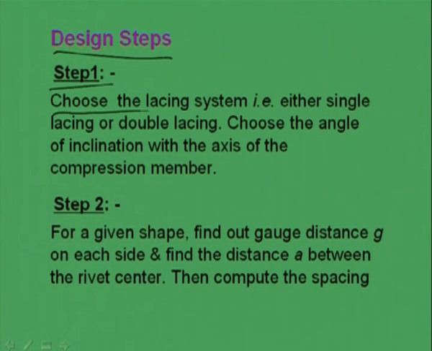choose the lacing system, that means either single lacing or double lacing. First, what will we do? We will first decide whether it is single lacing or double lacing. In fact, before that we will choose whether we will go for lacing system or battening system, that will come later, means when we should go for battening system, when we should go for lacing system. So, when will we prefer lacing system, as we told, when the eccentricity is there, when the load is acting not concentrically, it is acting eccentrically on the compression member. In that case lacing system will be economic and will perform better.